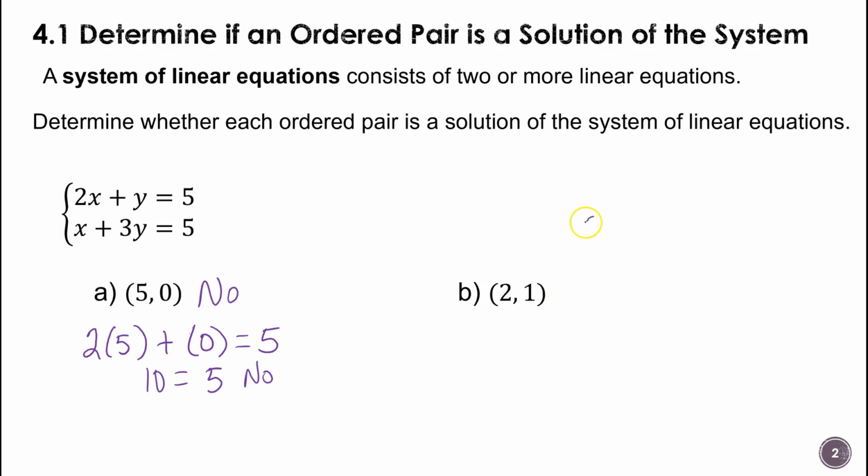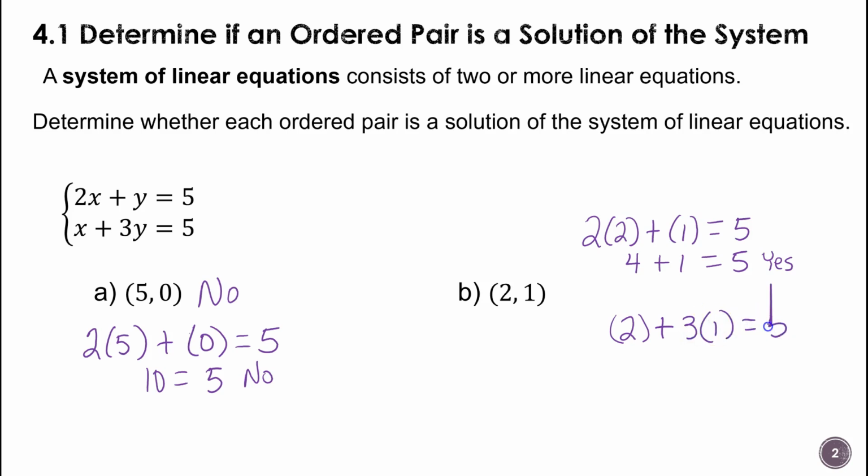Now let's work with the 2, 1. So I'm going to have 2 times 2 plus 1 for the y equals 5. So that's 4 plus 1 equals 5, and that is a yes. Now we check the other equation. So 2 goes in for x, 1 goes in for y, and we're checking to see if this equation is also going to equal 5. So 2 plus 3 equals 5. This one is also a yes. So we're going to say yes, 2, 1 is a solution to this particular system of equations.